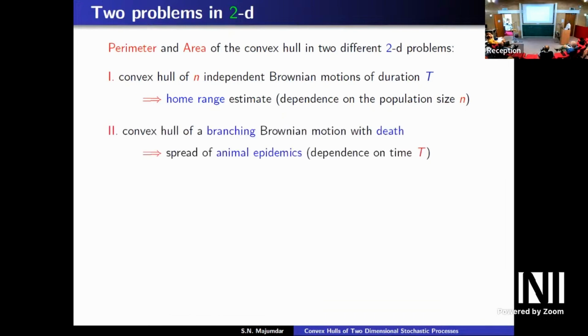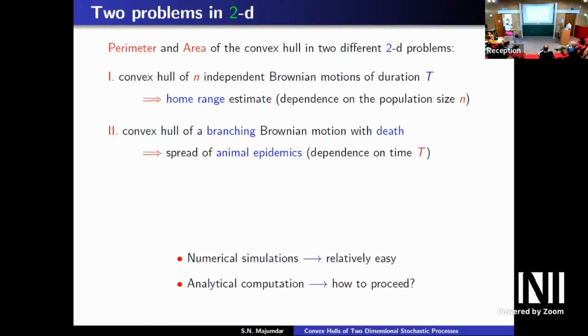And the second problem is this branching Brownian motion with death or recovery, if you like. And this is a model for animal epidemics, a simple model. And here we want to know how the perimeter and area of the convex hull grow with time t. So the problems are very well defined. I mean, you can do simulations very easily. But we wanted to make some analytical computation.